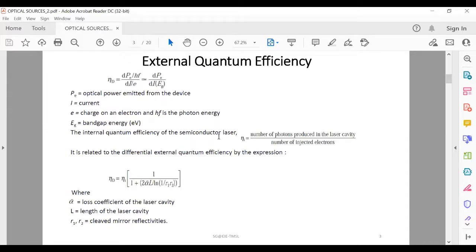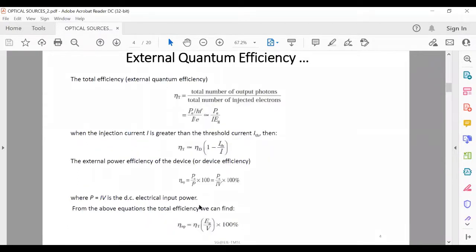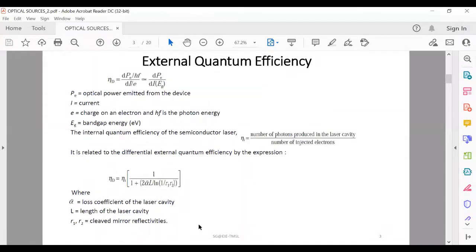Alternatively, the internal quantum efficiency of the semiconductor laser, eta i, is defined as the number of photons produced in the laser cavity divided by the number of injected electrons, and it is related to the differential external quantum efficiency by this expression. Here alpha bar is the loss coefficient of the laser cavity, L is the length of the laser cavity, and R1 and R2 are the cleaved mirror reflectivities.